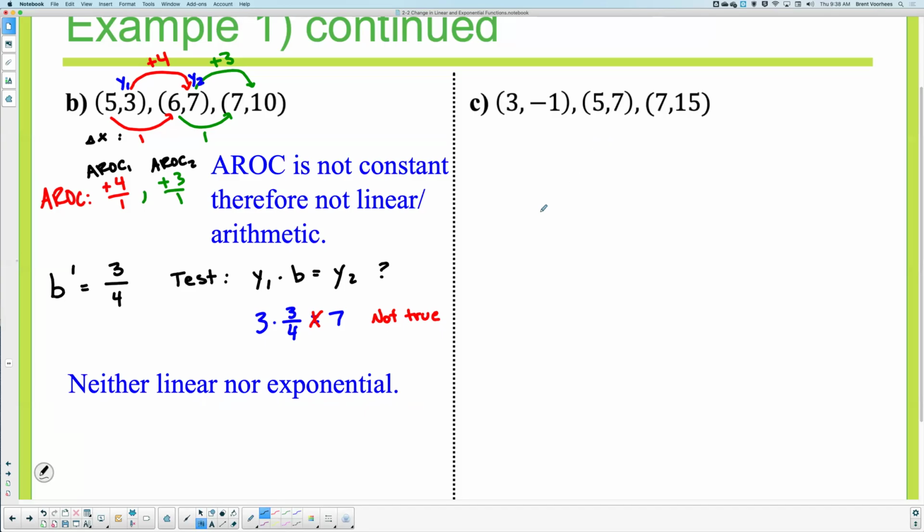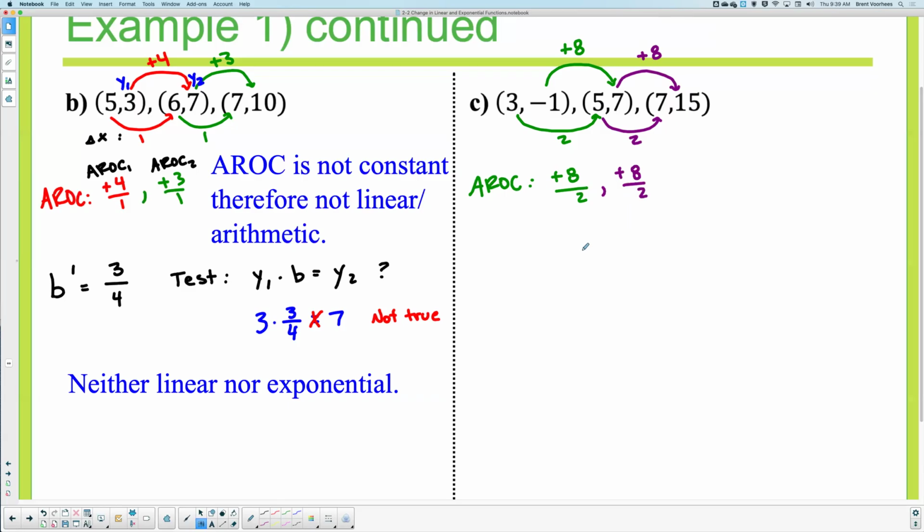All right, how would we start this problem off? Let's find our A rock. What's the change going from y1 to y2? Plus 8. What's the change in going from x1 to x2? Okay, so it'd be positive 8 divided by 2. All right, tell me now, what's the change from y2 to y3? Plus 8. What about x2 to x3? That's a 2. Okay, so we have 8 over 2 and 8 over 2.